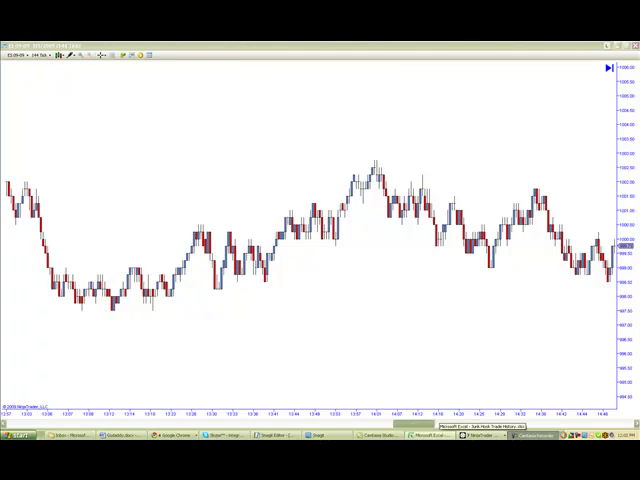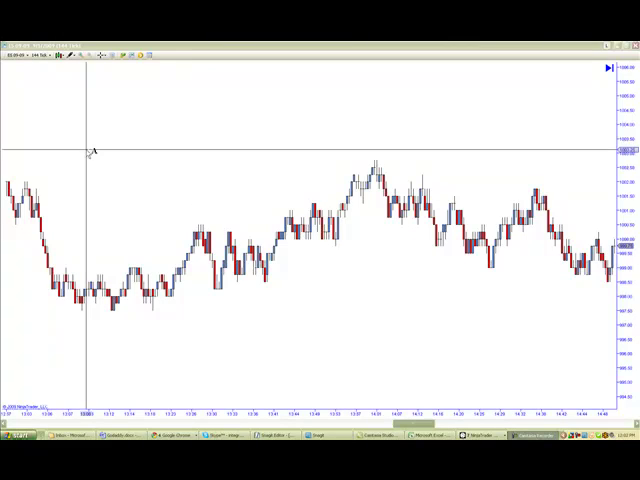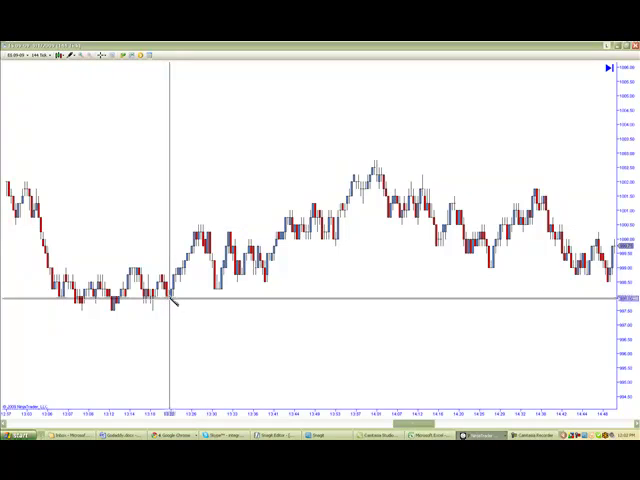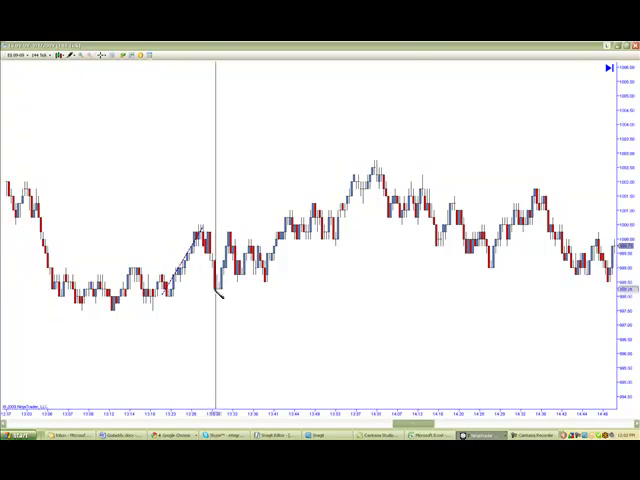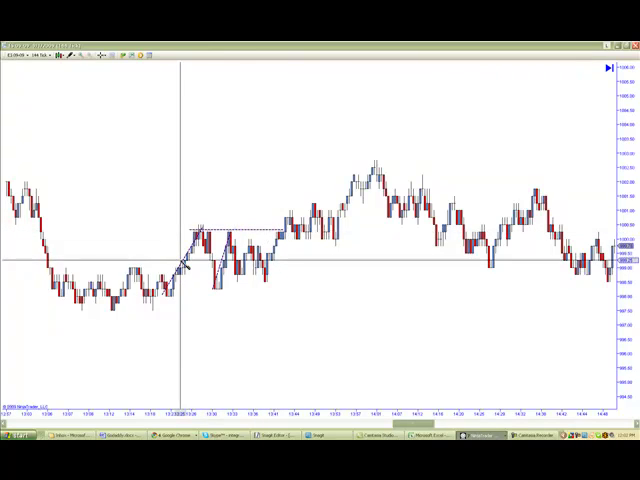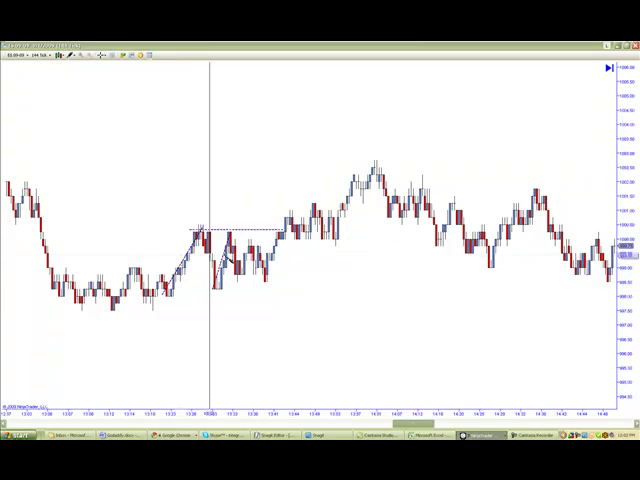Love looking for examples of structure support in every time frame in every market. And here we're looking at the E-mini S&P on a 144 tick chart. And we see that the market comes up and bangs its head once and twice on this level right here. Old resistance becomes new support.